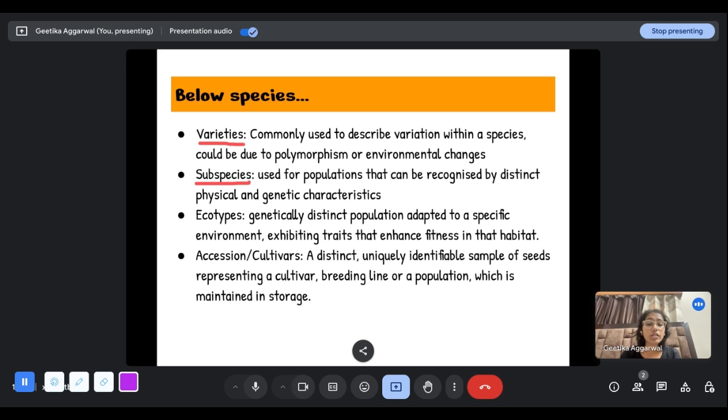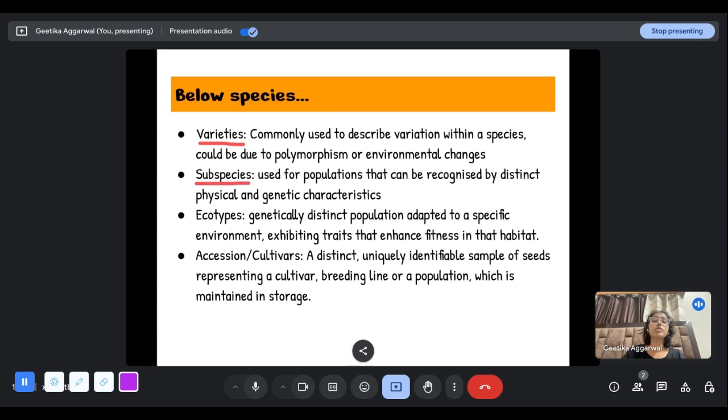Then there are subspecies within a species, and these subspecies are used to describe populations which can be recognized because of their distinct physical and genetic characteristics. So these are populations that can still be recognized because of their distinct physical and genetic characteristics. For example, there are some butterfly species, some of them might have a white morph, some of them might have a black morph. They might be called subspecies, but they would still be able to interbreed, and that is why they still belong to the same species.